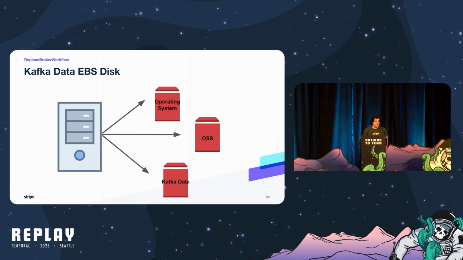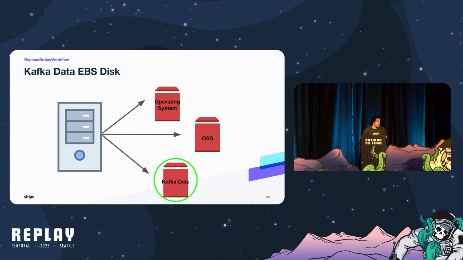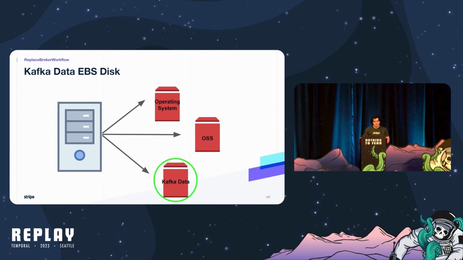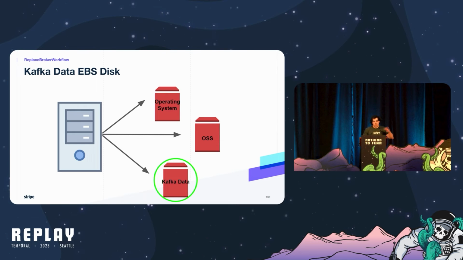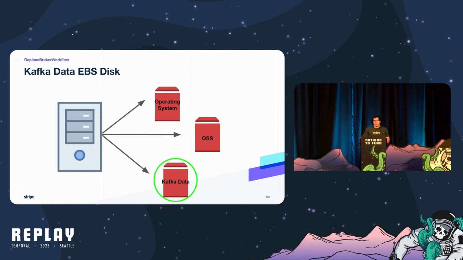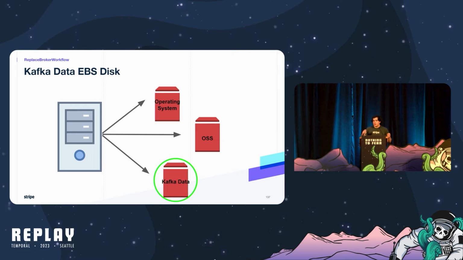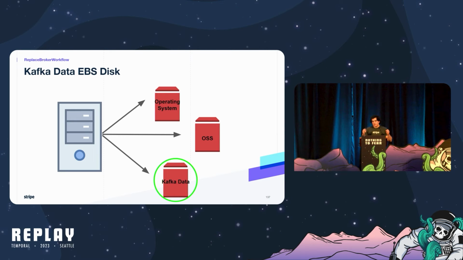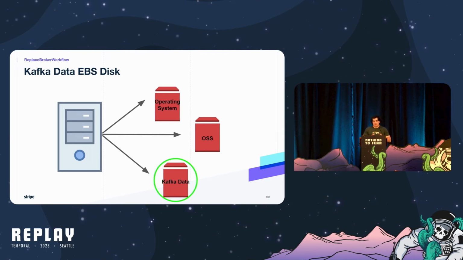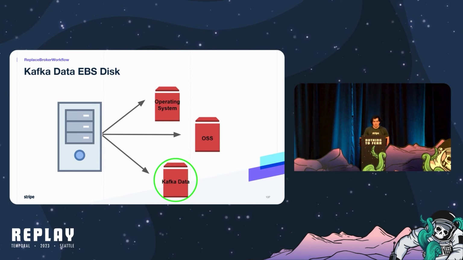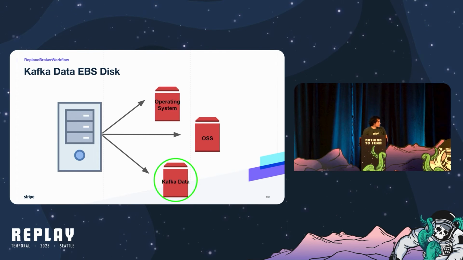The idea behind this workflow is that we'd want to take this EBS disk with the Kafka data. There'd be two EBS disks with Kafka data, one on the active broker in the cluster and one on the standby broker. We would want to swap the places of the active and standby broker, and then do a hot swap with the EBS disks. So let's see how that would work.